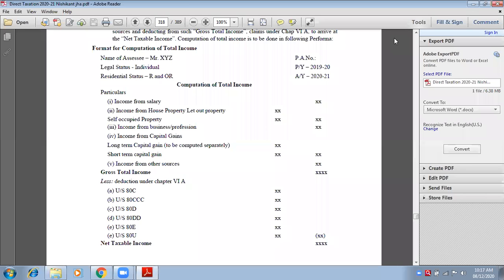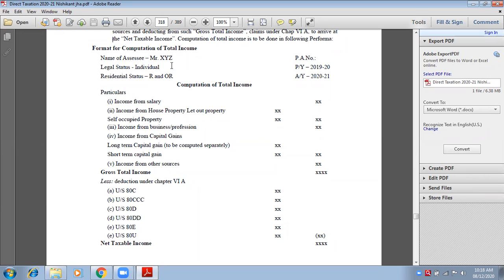See, today we are starting with our new chapter, that is computation of gross total income. Okay, so this is the format of computation of GTI, that is gross total income. Always remember, first we need to write the information about an assessee: name of assessee, legal status, residential status, then previous year, assessment year, your PAN card number. These are a few details that we need to write before we start our computation part.